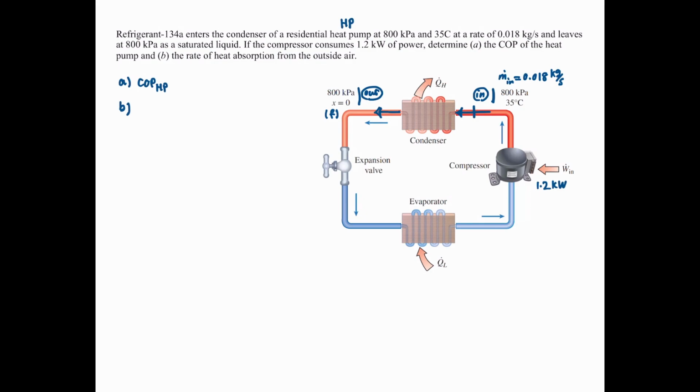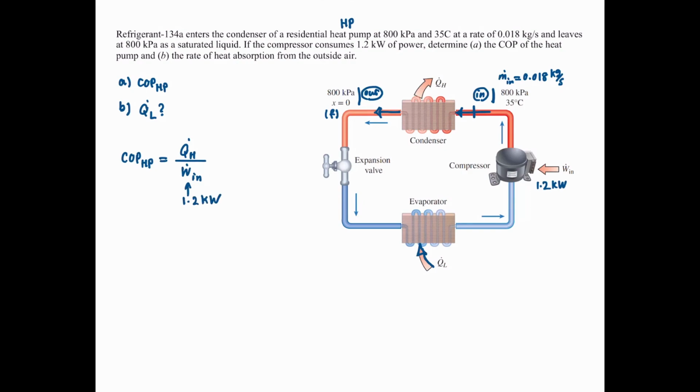So we see that the heat pump cycle consists of 4 components. If we look at the evaporator, we see that the evaporator absorbs heat from the outside air. So we are interested in this Q dot L. COP of heat pump is equal to Q dot H divided by W dot net in. So if we take a look at the cycle, we see W dot net input to the compressor is given, 1.2 kilowatt.